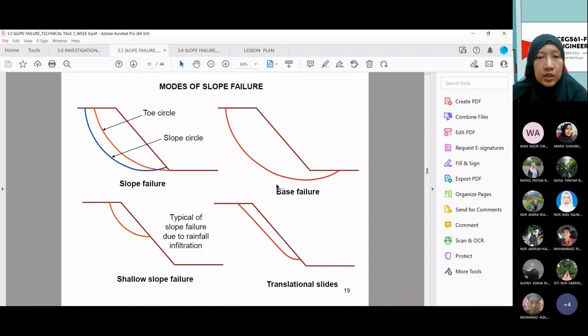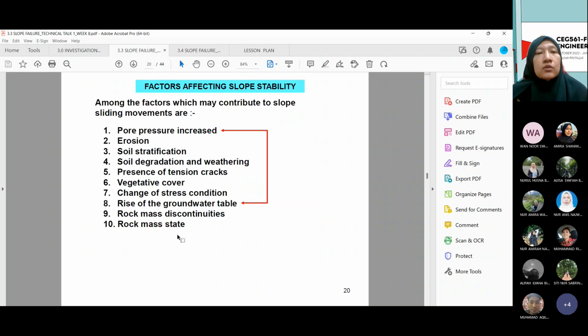Modes of slope failure: we have base failure, shallow or face failure. We also have translational slides or rotational slides. So these are the factors affecting slope stability. To describe a failure case, you can take any available factors such as erosion, pore pressure increase, and the presence of tension cracks, mostly in clay or soft soil, and then the change of stress condition and the rise of the groundwater table, and rock mass discontinuities if you are involved with rock fall.